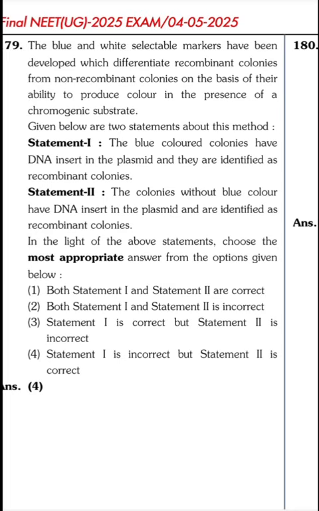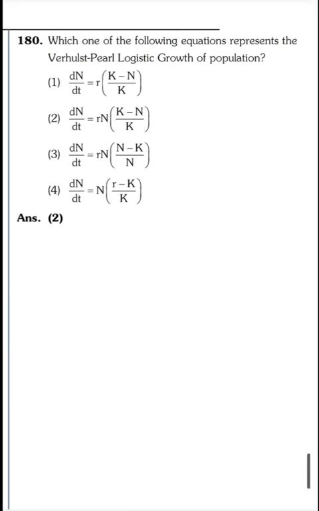Statement 2 is correct. Next, which one of the following equations represents the Verhulst-Pearl logistic growth of population, organisms and populations? So second one is correct. dN by dt equals rN of K minus N divided by K. So that is the completion of our entire paper. Overall, it was very easy.